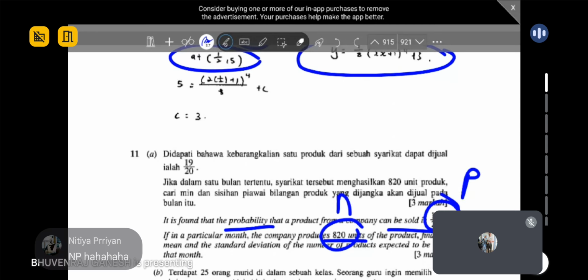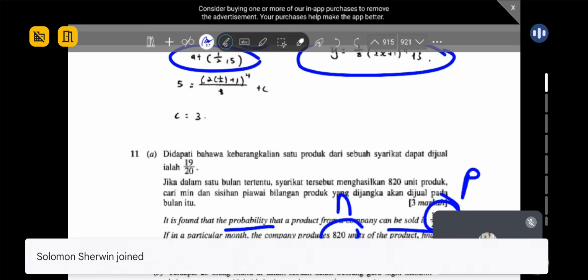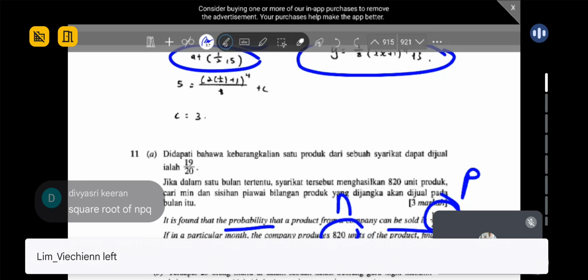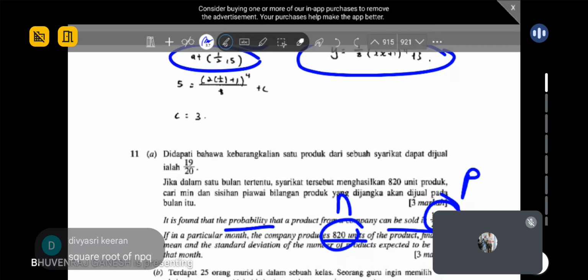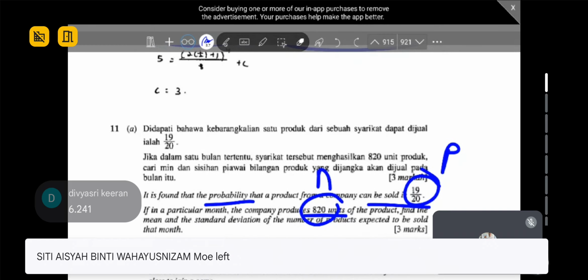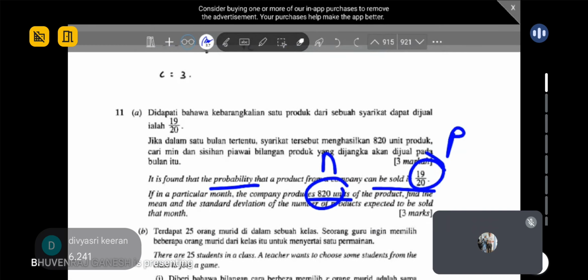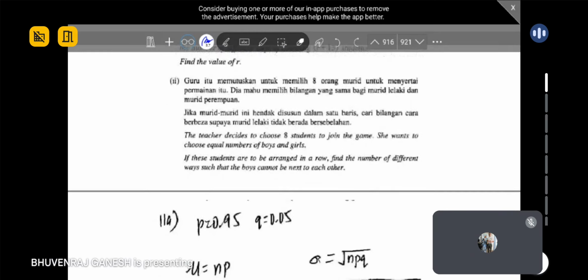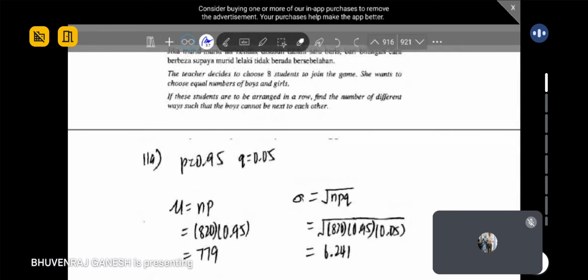So find np. What is your standard deviation, guys? No problem for y'all, very easy. So standard deviation, anyone? Final answer, press the calculator and see. Very good. When you press the calculator, your answer should be 6.241. So this is for question A, guys. Very direct, very simple.